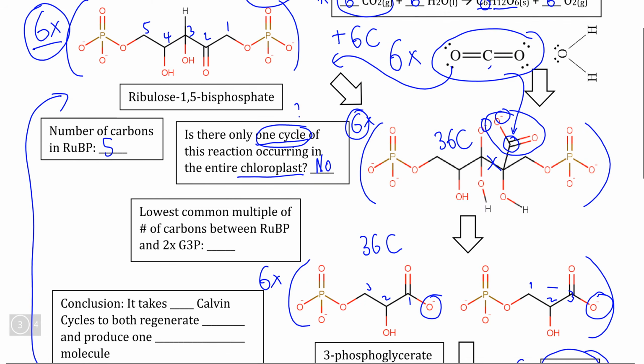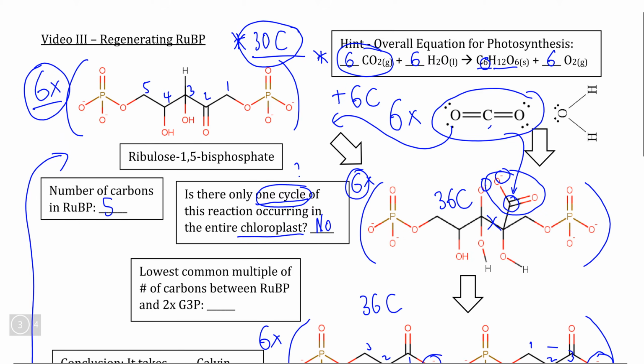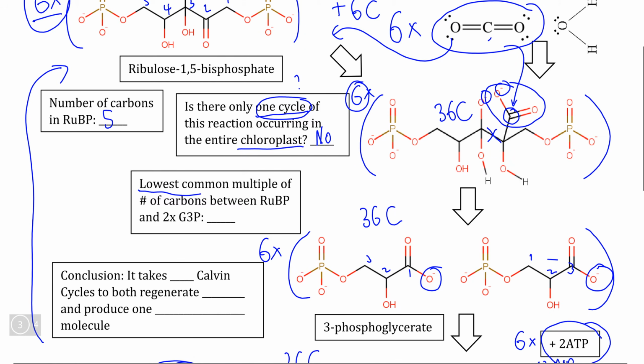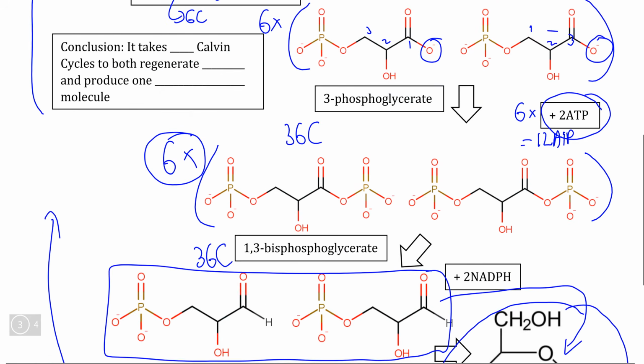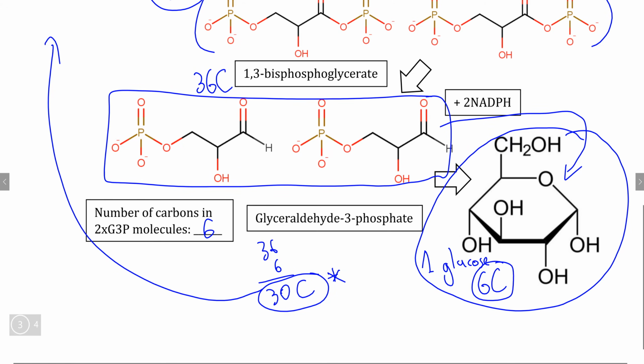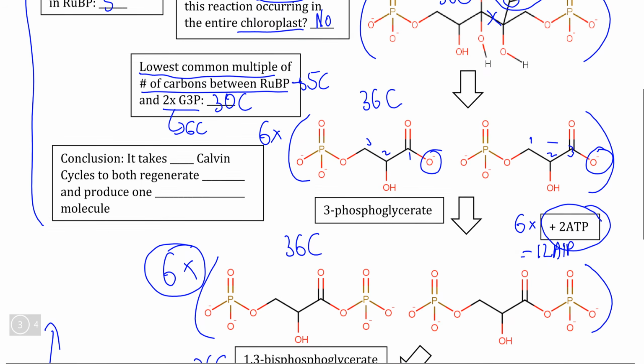Now, in terms of understanding this, the more connections that you can make, the more it will make sense. So, we can find that this number 30 here is relatively significant as well, because if we take the lowest common multiple between the number of carbons in RuBP, which is 5, and 2 G3P molecules, which have 6 carbons, the lowest common multiple between 5 and 6 is 30, which is exactly the number of carbons that we need to make 6 molecules of RuBP, and is exactly the number of carbons that we have if we take 6 cycles worth of G3P, remove enough G3P to make glucose, and we see that we have exactly 30 carbons worth of G3P left over.